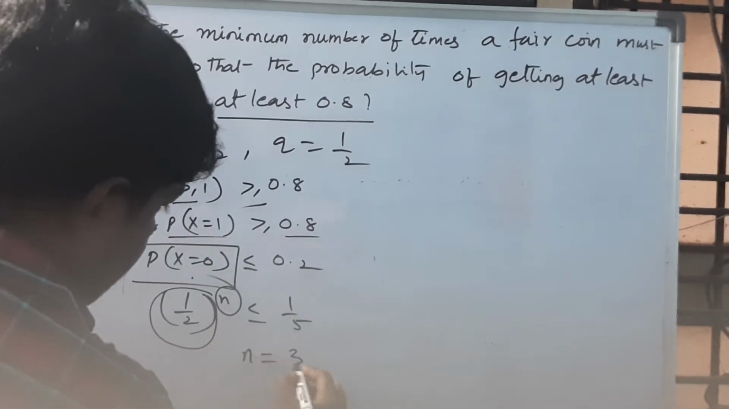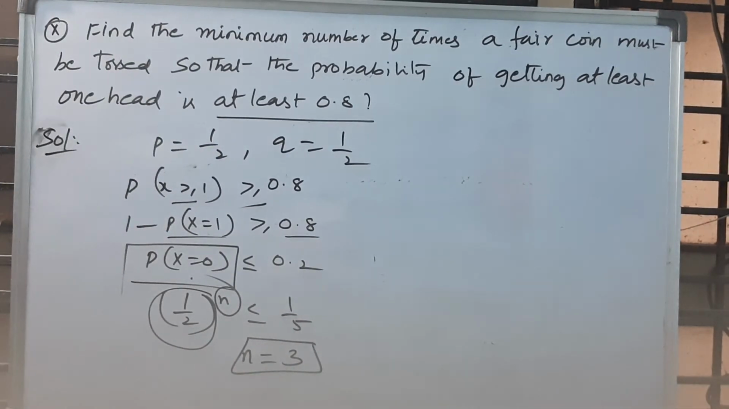Sorry, 3 times. So the maximum value of n, 3 times. Is it clear now?